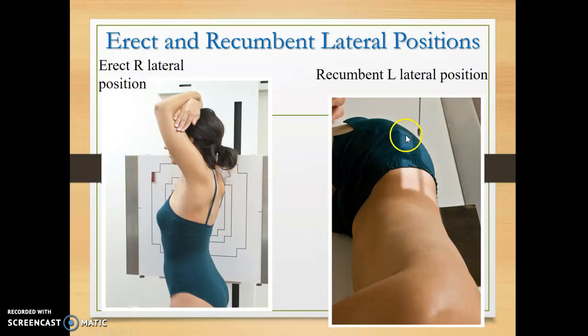This gentleman here, he is recumbent, and his left side is closest to the table. The cassette or imaging plate is underneath him. So this is a left lateral position.